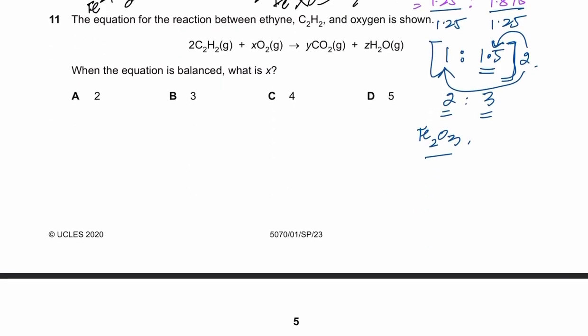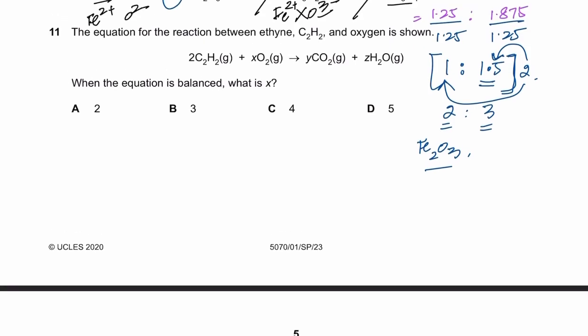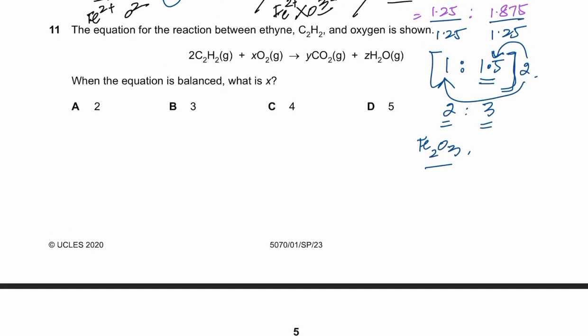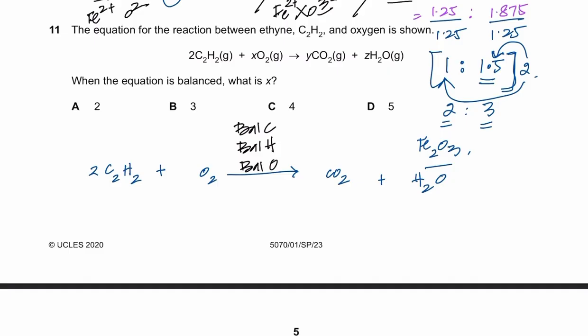Okay? The equation for the reaction between ethine and oxygen is shown. When the equation is balanced, what is X? Pretty easy. It's 2C2H2 plus XO2. We don't know how much O2 is, and carbon dioxide is Y, and water is as it is. Now, I gave you guys the general balancing equation for it, but I said don't use that general balancing equation. Always what you do in a combustion reaction is balance the carbons, then balance the hydrogens, and in the end balance the oxygens. You will never get it wrong, right?